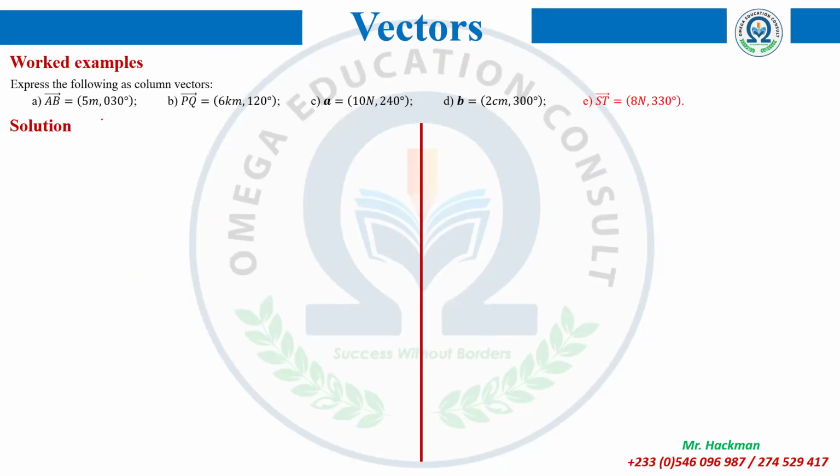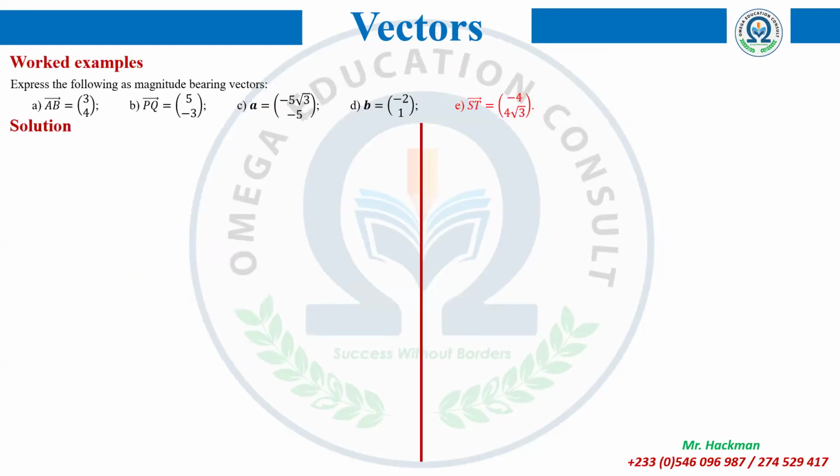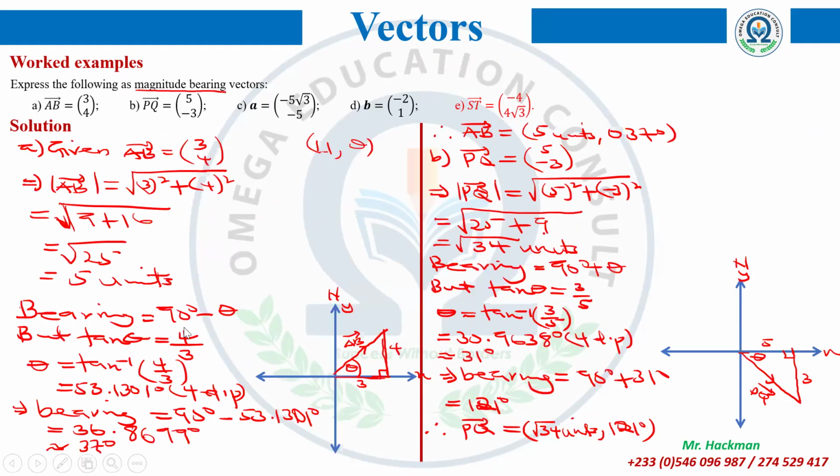So I want us to do something. I want to see if we can go back to the magnitude bearing, the first one that we did. What was the bearing? The approximate bearing was 037, right? 037. The magnitude bearing is this, is that not it?